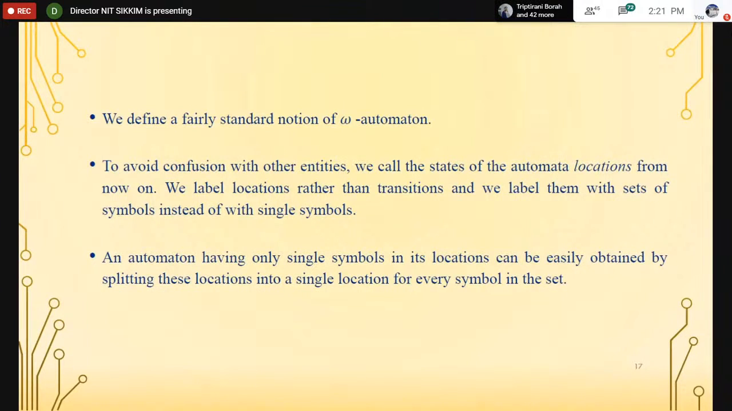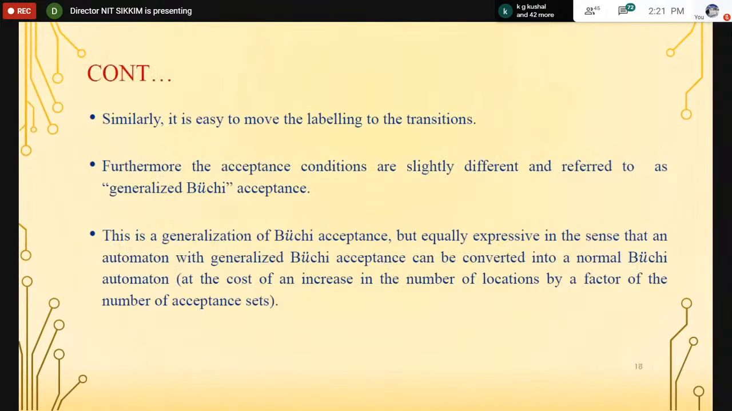And we label locations rather than transitions, and we label them with a set of symbols instead of with single symbols. An automaton having only a single symbol in its locations can be easily obtained by splitting these locations into a single location for every symbol in the set. So this is some sort of an abbreviation. If you want, you can expand your FSA.